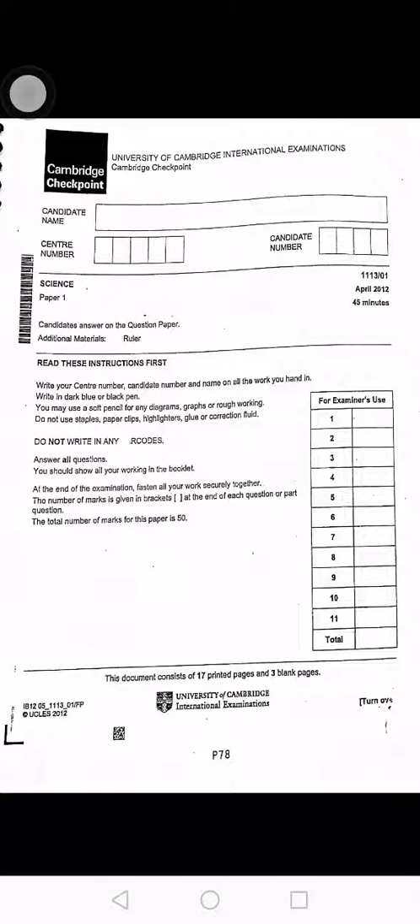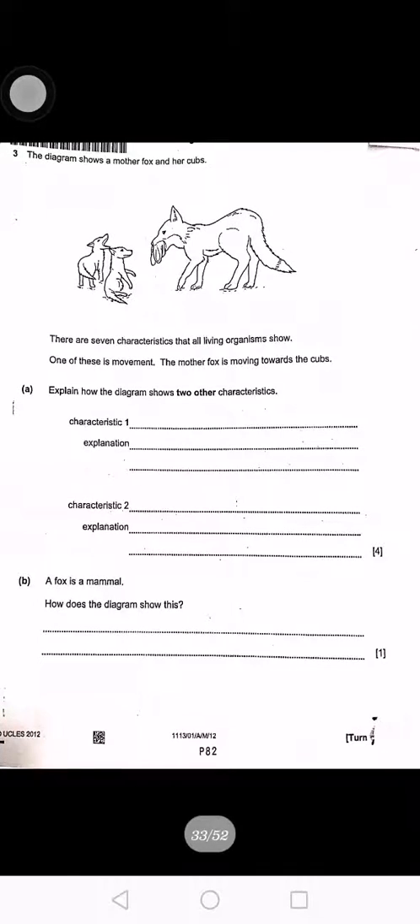April 2012. Open on question 3. The diagram shows a mother fox and her cubs. Look at the drawing carefully. There are 7 characteristics that all living organisms show. One of these is movement. The mother fox is moving toward the cubs. Explain how the diagram shows 2 other characteristics.